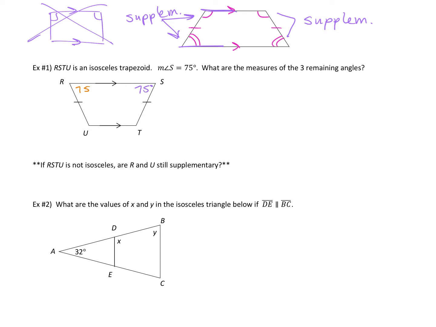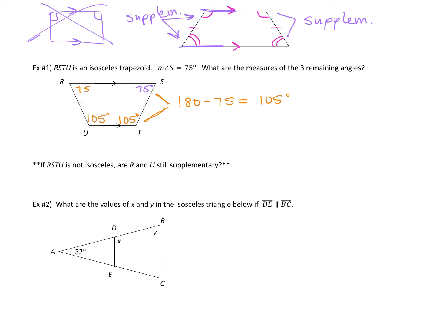Can you tell me what T would be? 150. Right, it's 180 minus that 75 because they are supplementary, right? These two are supplementary. So you get 105 degrees. And then what's the measure of angle U? 105.